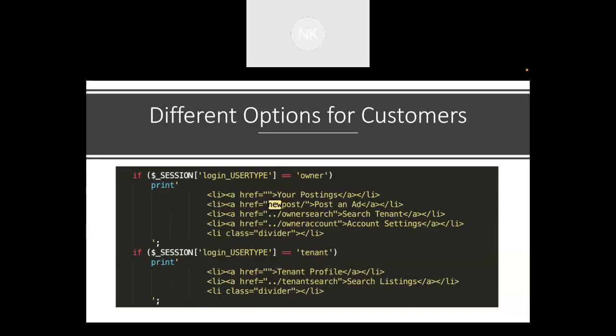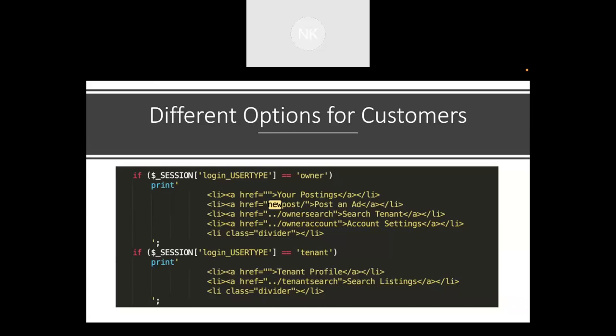So different options for customers: based on the user type, whether it is owner or tenant, we'll provide different options for this particular customer. If it is an owner, he should be able to see all the posts he has updated in one place. And if he wants to add a new apartment, he should be able to post it, and he should be able to search all the tenants and everything. Account settings is common for both of them. He should be able to update the account accordingly.